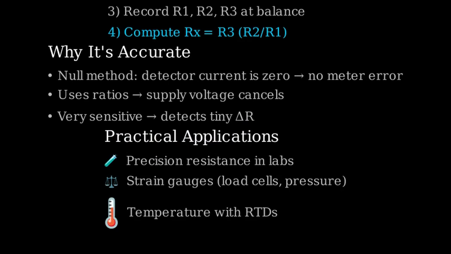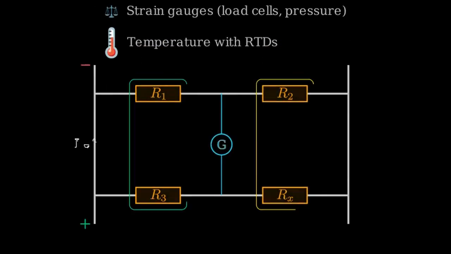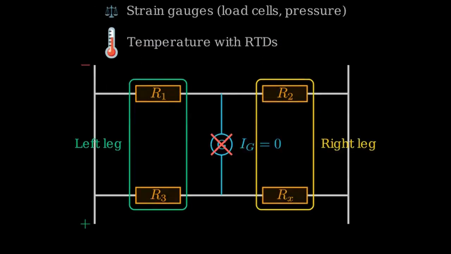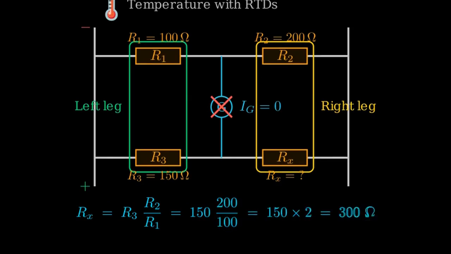Let us do a quick example. Suppose R1 is 100 ohms, R2 is 200 ohms, R3 is 150 ohms, and the galvanometer is balanced. We place those values on the diagram. Then compute Rx equals R3 times R2 over R1. That is 150 times 200 over 100, which is 300 ohms.